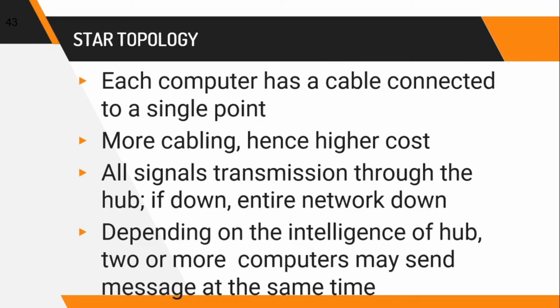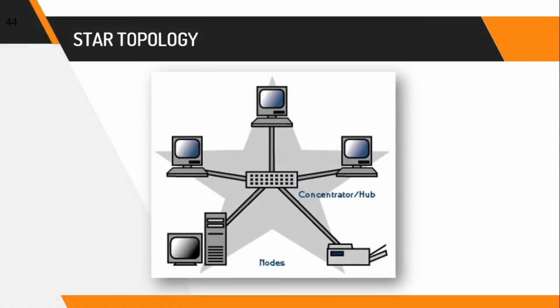A star topology is a topology for a local area network in which all nodes are individually connected to a central connection point, like a hub or a switch. A star takes more cable than a bus, but the benefit is that if a cable fails, only one node will be brought down. So this is an example of our star topology.